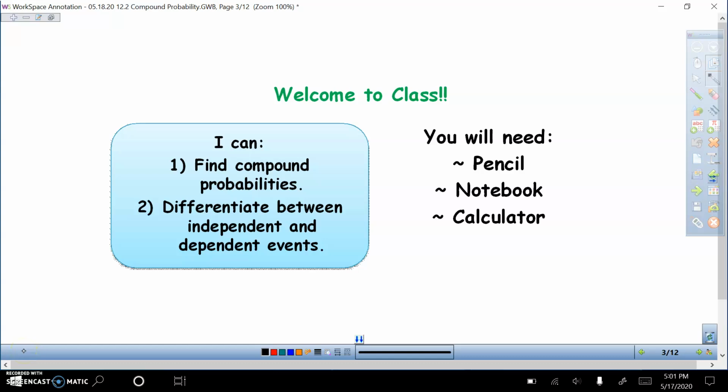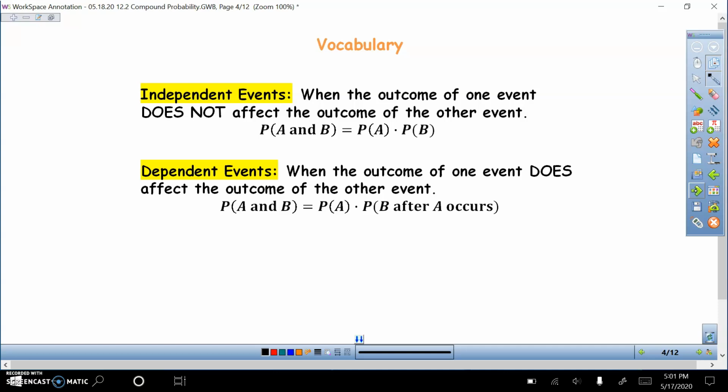Hey guys, in this video, we are going to focus on finding compound probabilities and differentiating between independent and dependent events. So let's dive into just the vocabulary and the formulas that you're going to need. Independent events are when the outcome of one event does not affect the outcome of another, whereas a dependent event is when the outcome does affect it, is dependent on something else happening.